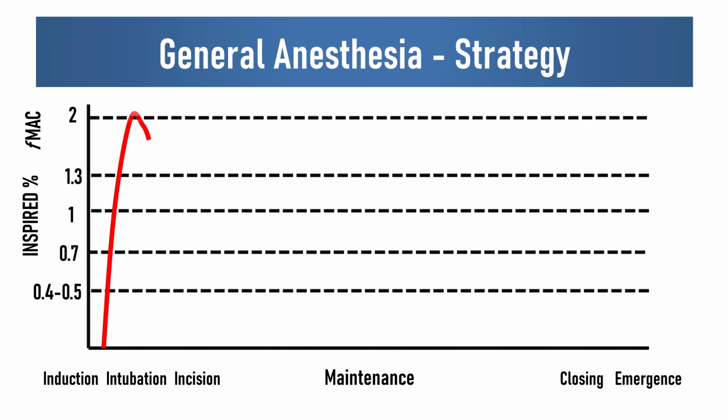Initially, the inspired concentration is very high to ensure that the FA, that's the alveolar concentration, rises quickly to achieve our fractional MAC target before induction agents wear off. Then the FI-FA equilibrate and the inspired concentration is reduced to achieve a specific Fmac target. In this example, about 0.7 MAC. This is our steady state.